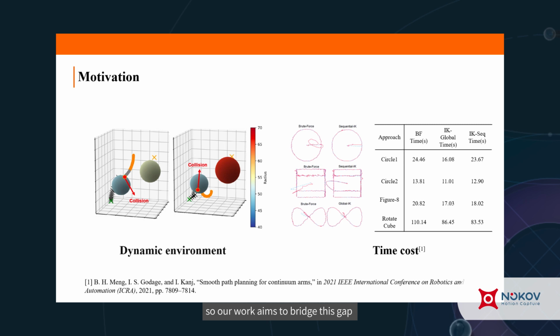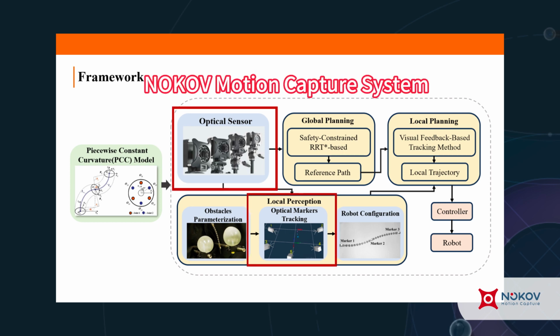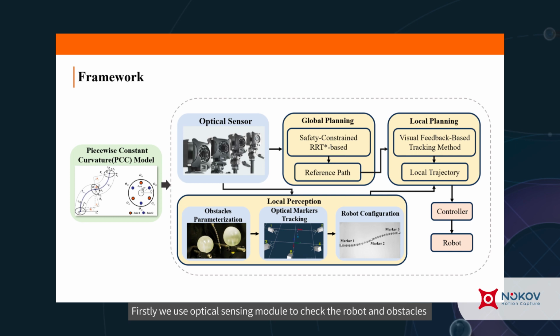So our work aims to bridge this gap and propose an efficient planning method for continuum robot navigation in dynamic environments. Our proposed method can be expressed in a framework. We first use the piecewise constant curvature method to construct a model representation of the robot, and then we substitute the model into the planning framework. The planning framework consists of three components. Firstly, we use an optical sensing module to track the robot and obstacles through a motion capture system and markers placed in the environment. By combining the PCC method with sensor data, we can obtain the robot configurations and obstacle information.